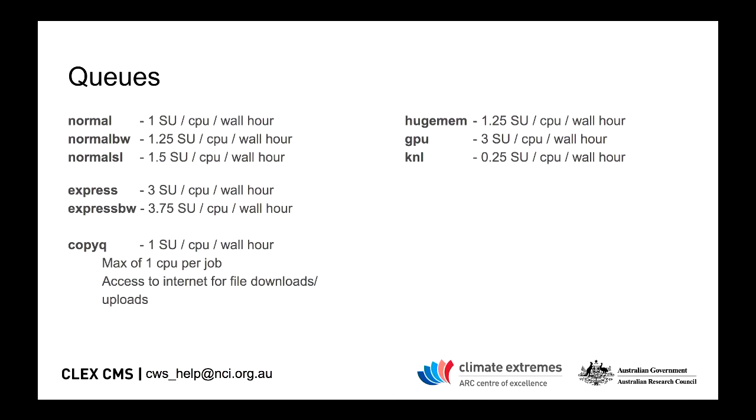So it's best to be as accurate as possible for things like wall time requests or memory requests without going over so much that your job gets killed, because that makes it easier for the queue system to find a slot where your job can be run.